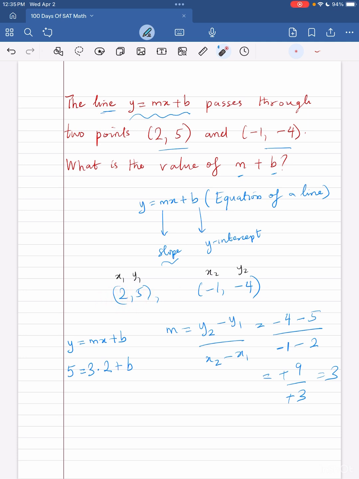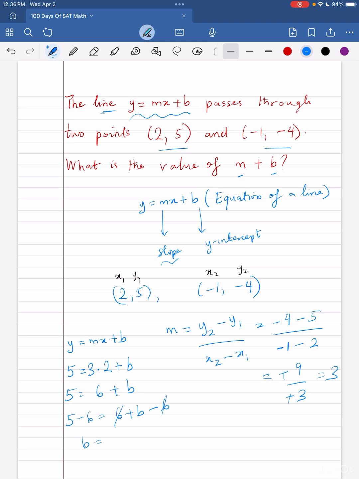We took this one. We plugged it into the equation of a line, because every point on that line must obey this equation: y equals mx plus b. So when y is 5, we already have the m of the line to be 3, x is 2. Then the only thing left is b. So 5 equals 6 plus b, right? So we can subtract 6 from both sides to undo the effect of adding 6 here. So 5 minus 6 equals 6 plus b minus 6. So b is -1, or -1 equals b, either way.